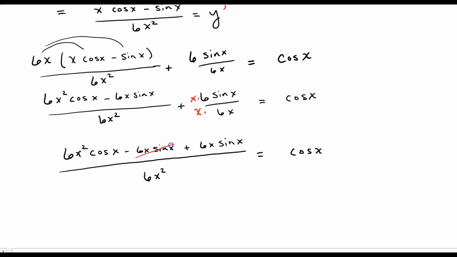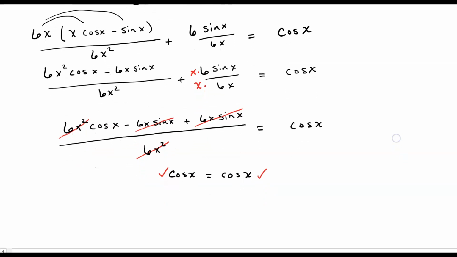All right, and again, it does need to equal cosine. The negative 6x sine x ends up canceling itself out with this positive 6x sine x. The 6x squared again eliminates through division. And we are left with the statement that the cosine of x equals the cosine of x, which checks off on both sides. So this seems to work. Everything looks good.